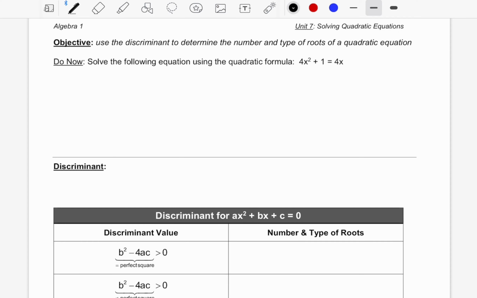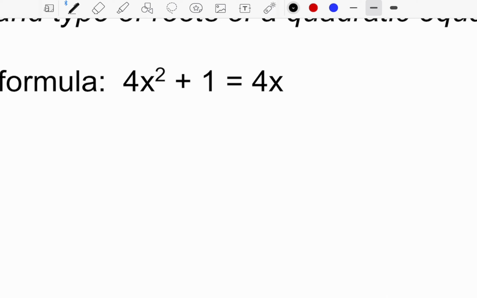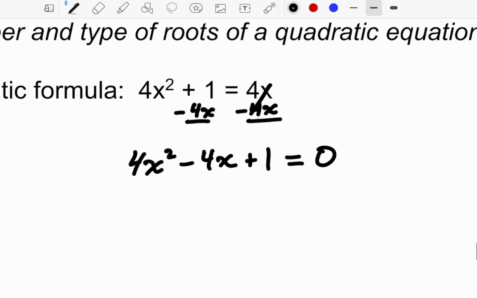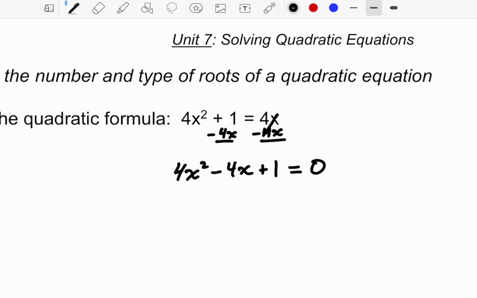To do now, solve the following quadratic using the quadratic formula. So my first move would be to get everything over to the same side of the equation. 48. All right, we want to have it in the appropriate ax squared plus bx plus c form. Then once we do that, we bring the quadratic formula into the party.